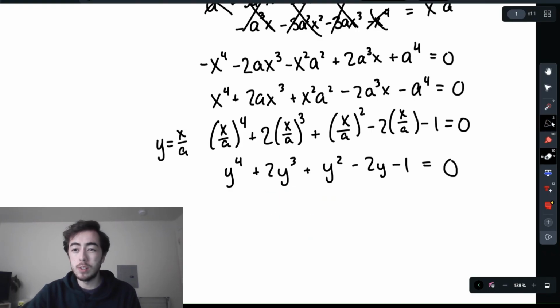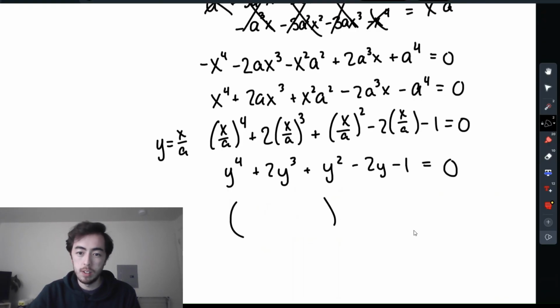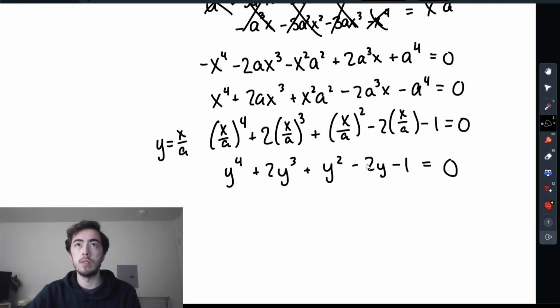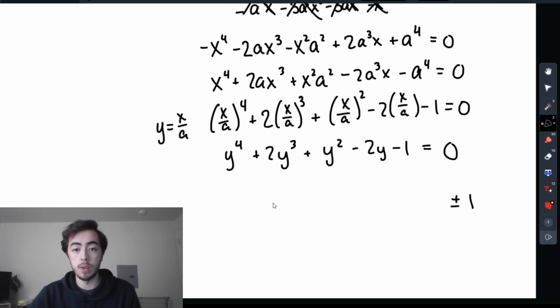Maybe there's a way to factor this as two quadratics. I guess if we were to factor it, we could try finding some rational numbers using the rational root theorem. Seeing that the leading coefficient and the final coefficient are both 1, if we have rational roots, it's basically just going to be plus or minus 1. So we could try plugging that in and see what happens.